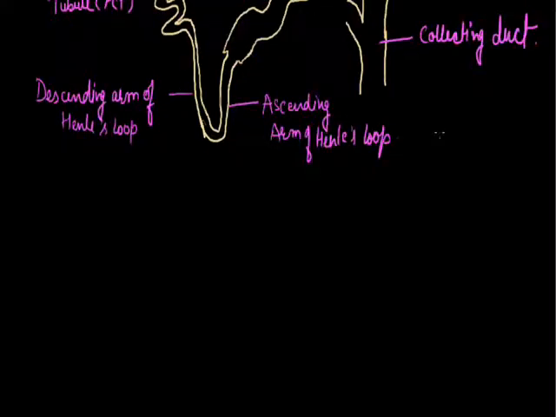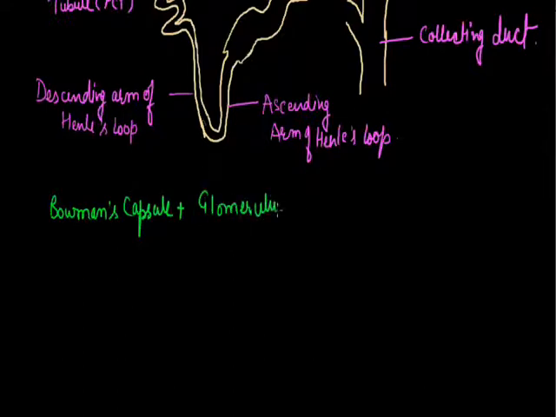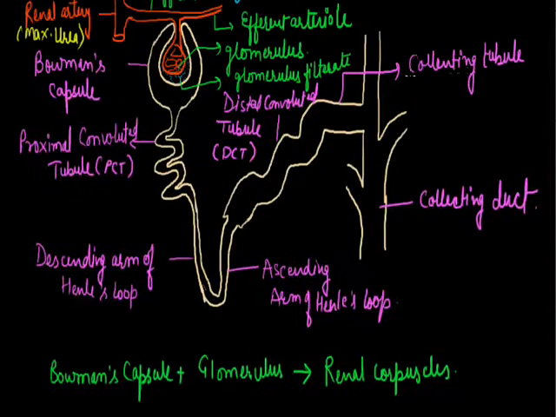One more thing I want to tell you. Bowman capsule and glomerulus are combinedly called renal corpuscles. This is the site where filtration of blood is done. So as you can see, the first part of the nephron is a cup-shaped structure known as Bowman capsule.